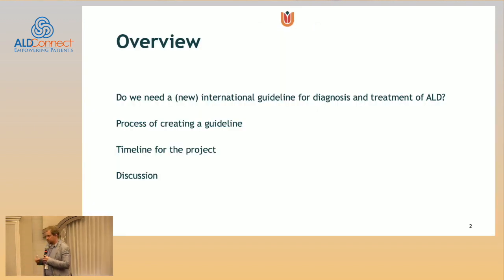So this talk is going to be really short, so that there's some time left for discussion, to see if there is enough enthusiasm to move forward. I would like to talk a few minutes on whether we need a new international guideline for the diagnosis and treatment of all patients with ALD, not just pediatric, but also adults, then how the process of creating such a complex guideline would have to look, discuss a timeline, and then discuss if there are people here willing to participate.